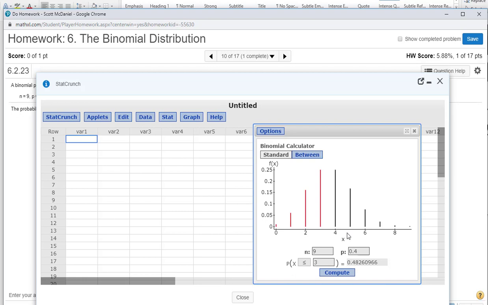So notice what less than or equal to 3 means. It's highlighted in red here, that we are at 3, 2, 1, or 0. Make sure you don't forget 0 if you're doing this on the calculator.